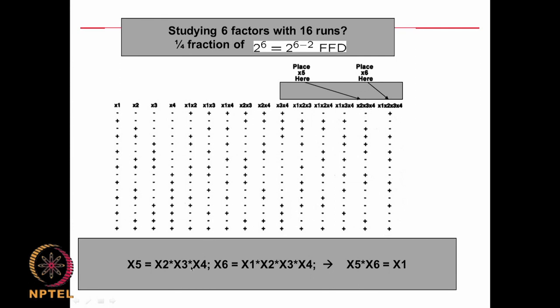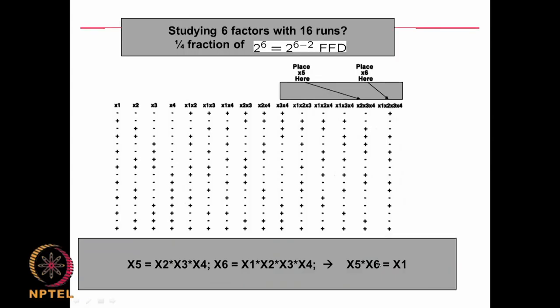That is, x5 is equal to x2 x3 x4, and x6 is equal to x1 x2 x3 x4. Then, if I multiply x5 by x6, what will happen? That will become x1. This is very dangerous. What it means is the principal effect x1 is confounded with the two way interaction x5 and x6. Ideally, we always said that principal effects should have an interaction with more than 2 factors, at least 3 factors or more, then that is a good design. Whereas here it is interacting with 2 factors, that is not a very good design at all. So, we need to look at some other columns so that the principal effects will have a confounding only with 3 factors, okay.